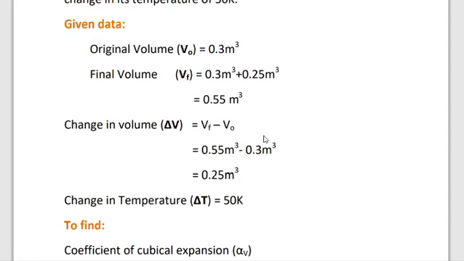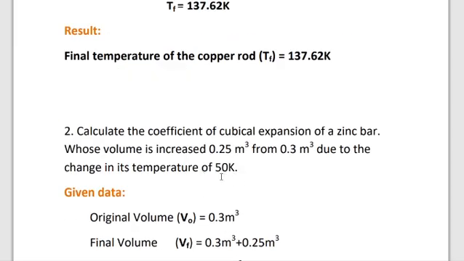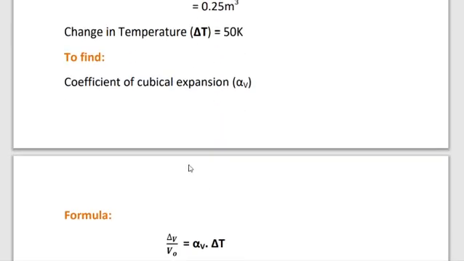How to calculate the change in volume? Change in volume del V is equal to Vf minus Vo. What about Vf? 0.55 meter cube. Now we calculate minus 0.3 meter cube. 0.55 minus 0.3 gives us the value. Change in volume del V is equal to 0.25 meter cube. Then another given data, change in temperature, del T equal to 50 Kelvin. Then they ask the question: coefficient of cubical expansion alpha V is asked.